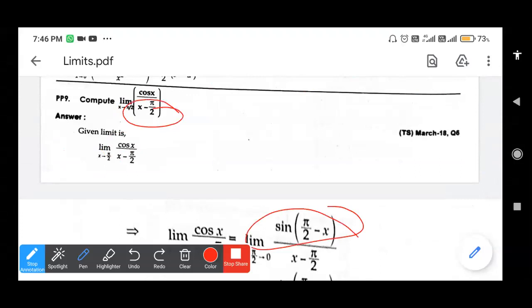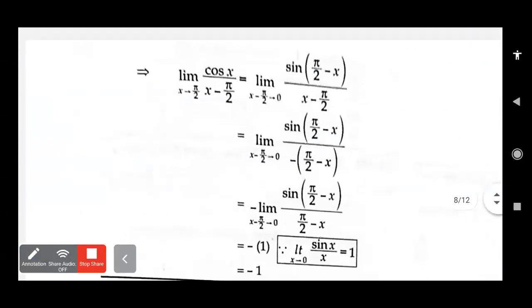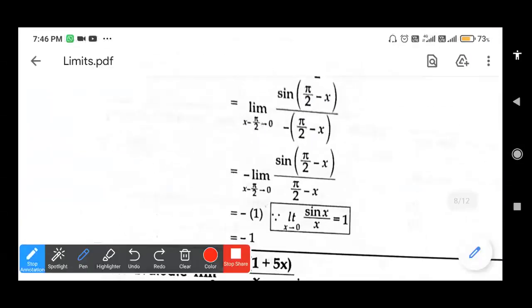Similarly, in the denominator side, we are taking minus as common. After taking minus as common, we are applying the limit: limit x tends to 0, sine x by x is equal to 1. So this whole part will become 1. But this minus we took out, so this will become minus of 1.